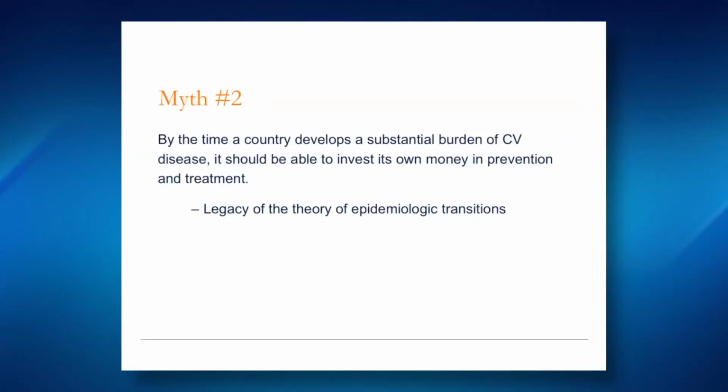Myth number 2. By the time a country develops cardiovascular disease, it should be able to invest its own money in prevention and treatment, right? And I argue that this is the legacy of the theory of epidemiologic transitions. We all started poor with the plague, then we had pandemics like cholera, then we got wealthier, we got heart disease, we got even wealthier, we got Alzheimer's, which kind of describes the experience in Europe and in wealthy parts of North America, where economic progress happened over a century.